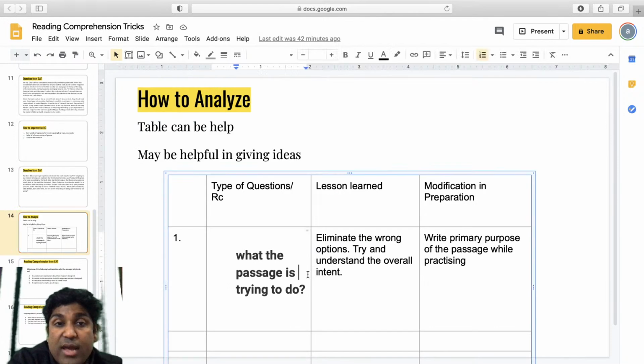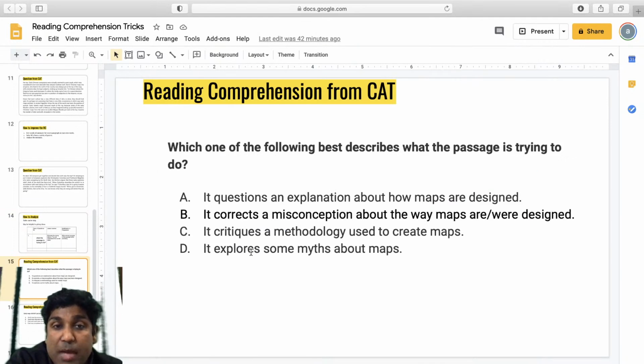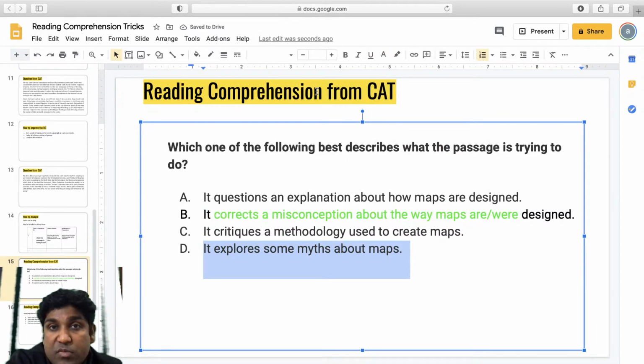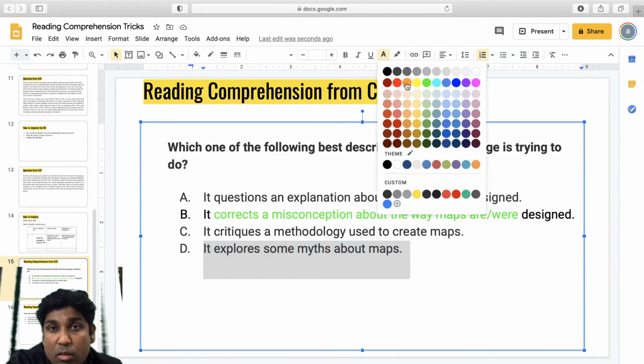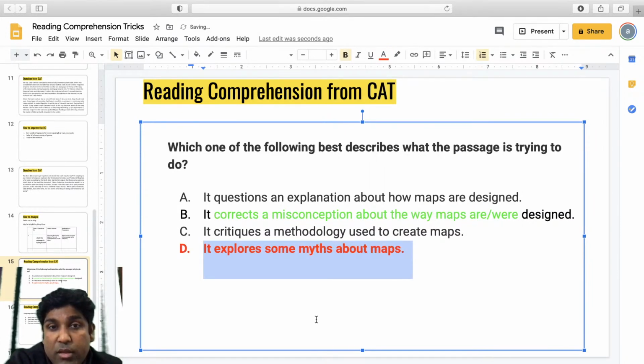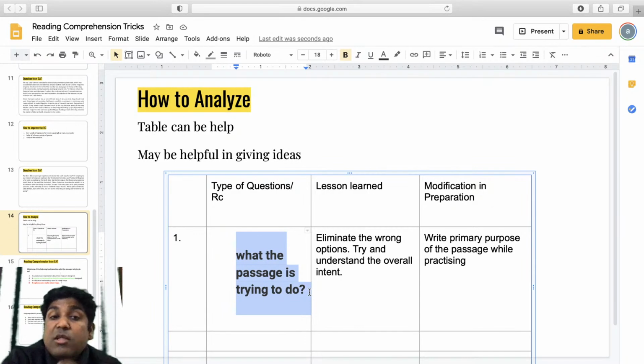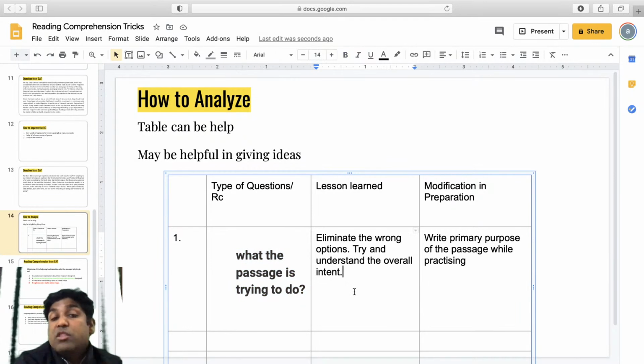Now, if you try and analyze what the passage is trying to do, and if you happen to mark this answer, it explores some myths about maps, right? If you mark this answer, what will you say? That the type of question where you went wrong is what the passage is trying to do. Okay, what the passage is trying to do is the type of question in RC here.